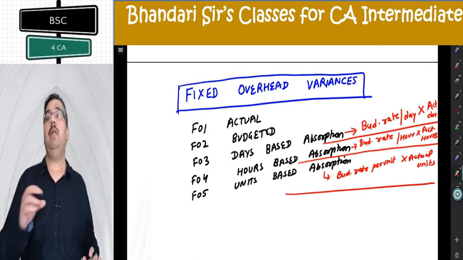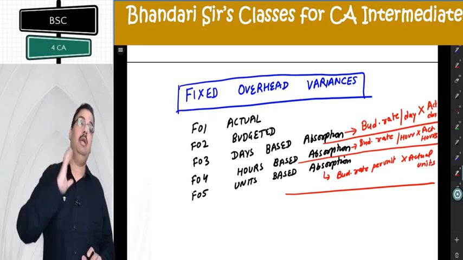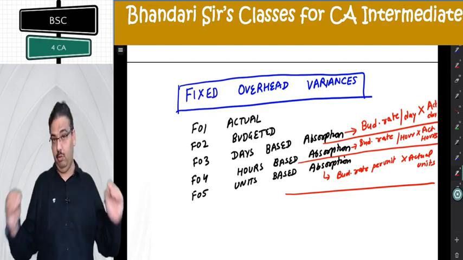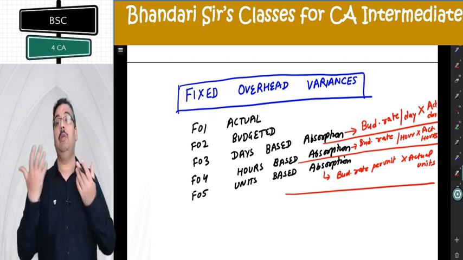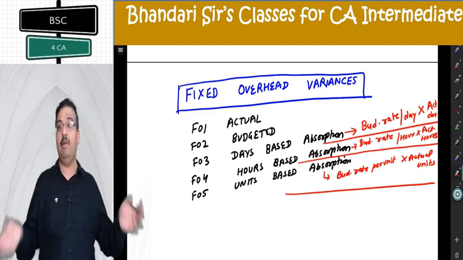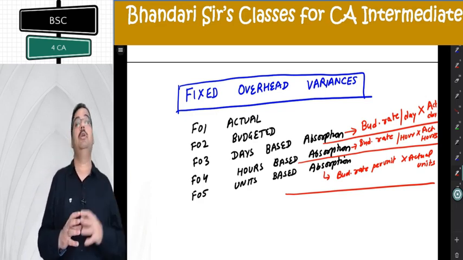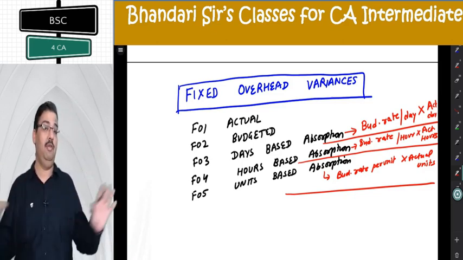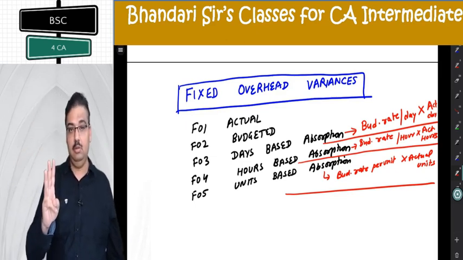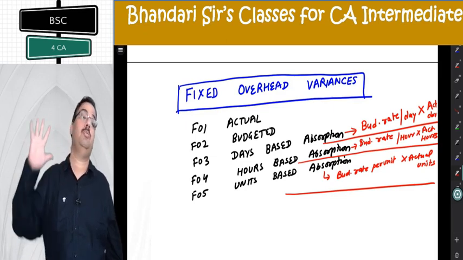How do you compute budgeted rate per day? Budgeted fixed overhead divided by budgeted days. Budgeted rate per day multiplied by actual days, you get FO3. Budgeted fixed overhead divided by budgeted hours. Budgeted rate per hour multiplied by actual hours. Budgeted fixed overhead divided by budgeted units. You get budgeted rate per unit multiplied by actual units. Very simple, not difficult at all. First step actual, second budgeted, third is day based absorption, fourth is hours based absorption, fifth is units based absorption.